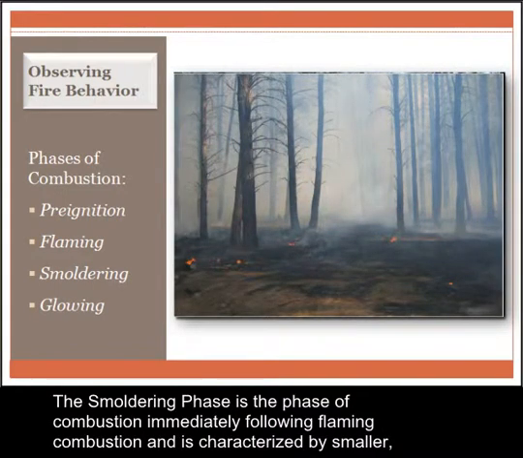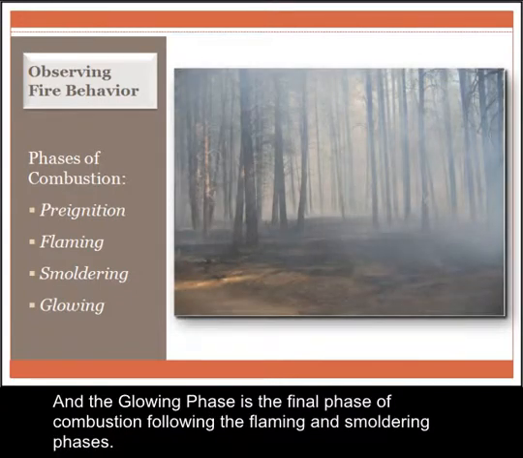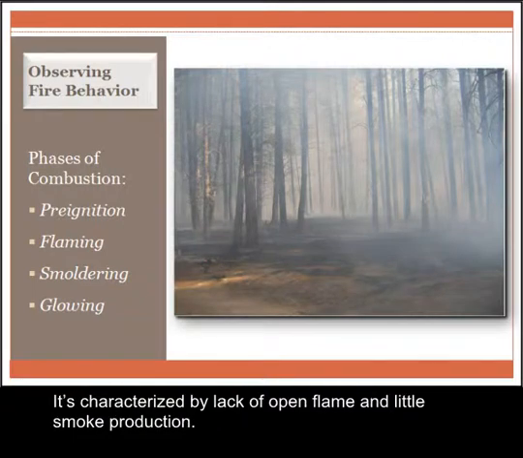The smoldering phase is the phase of combustion immediately following flaming combustion, and is characterized by smaller, inconsistent flames and larger amounts of smoke than the flaming phase. And the glowing phase is the final phase of combustion following the flaming and smoldering phases. It's characterized by lack of open flame and little smoke production.